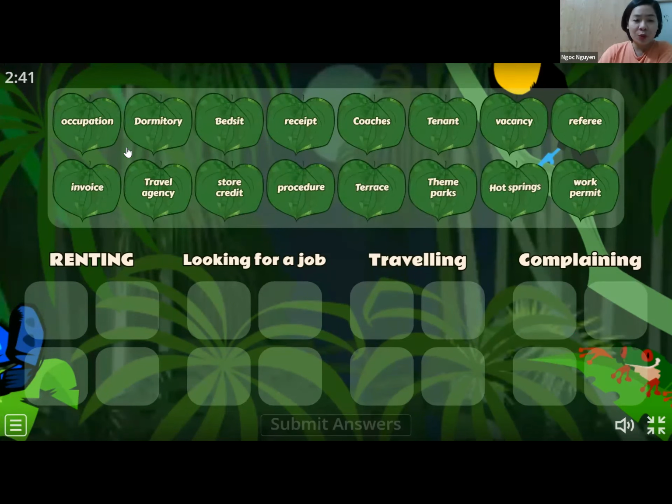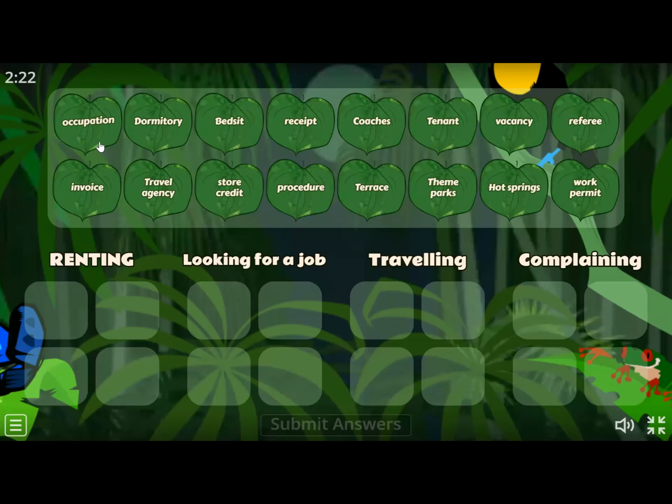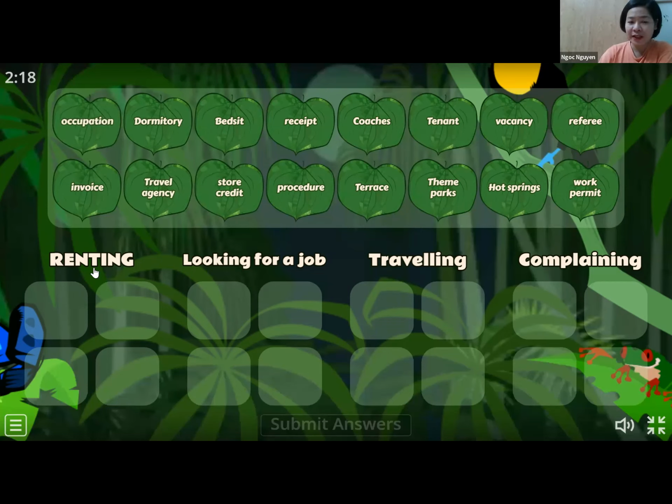Now, for example, you will see the word occupation. I would like to ask, some people are not here. We have a lot of latecomers today. I would like to ask Zhang Chen, please. Hello, Zhang. I'm here. Okay, hello, Zhang. The word occupation, where should I put it? Like renting or looking for a job, traveling or complaining? Maybe I can put it in looking for a job. Yes, exactly. Thank you, Chang.